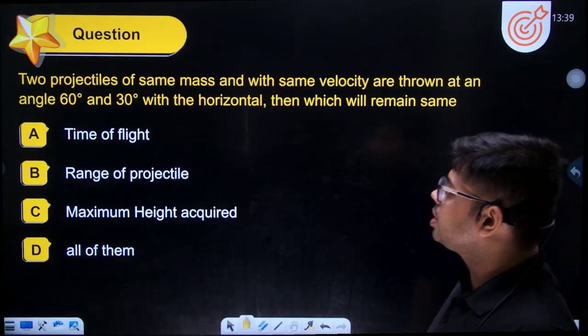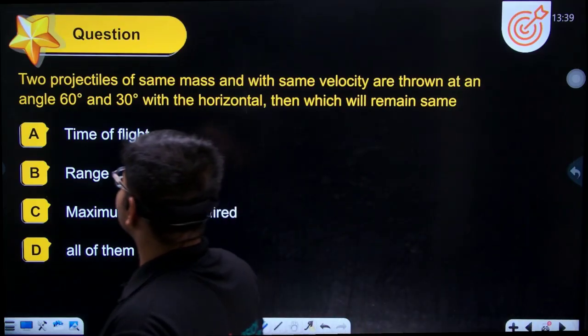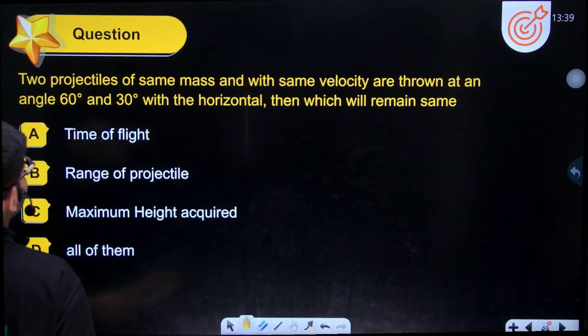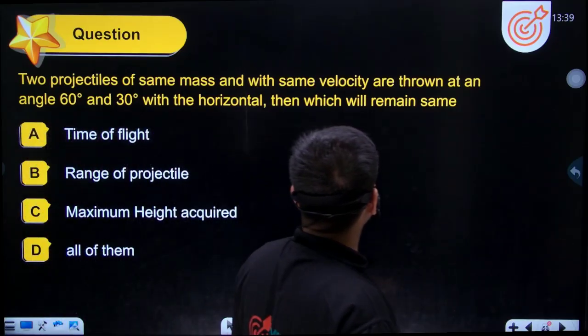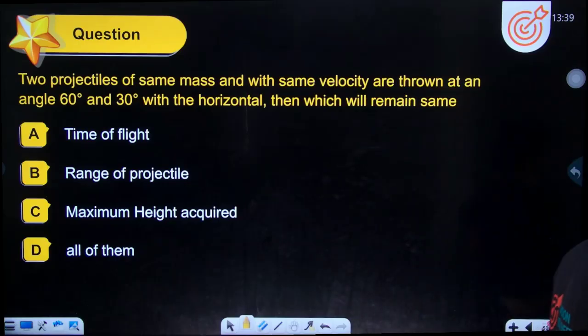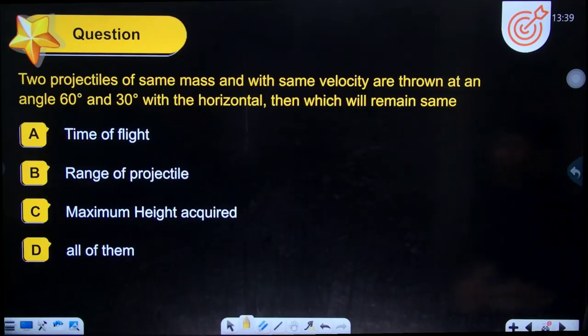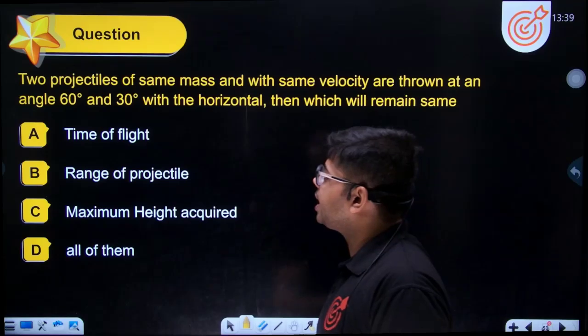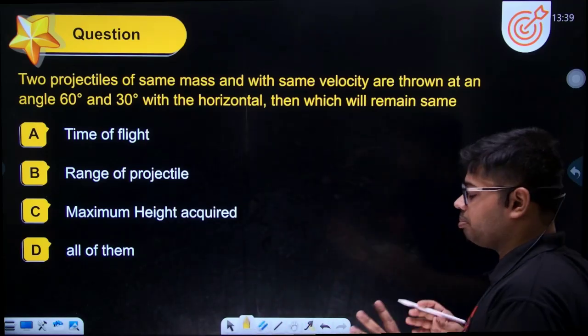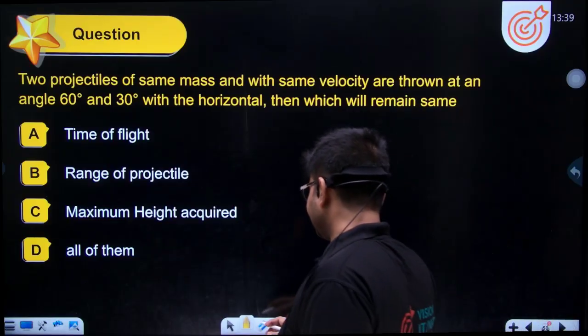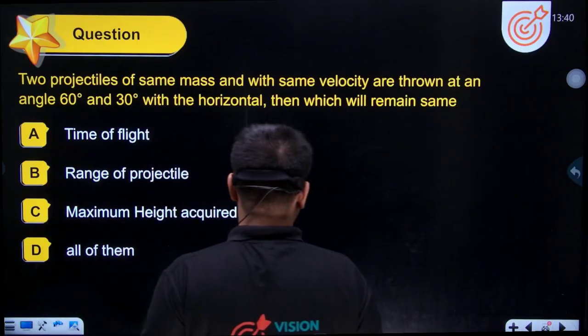So this is a very good problem. Two projectiles of same masses and with same velocity are thrown at an angle of 60 degree and 30 degree with the horizontal. Then which will remain the same? Which of the following will remain the same?